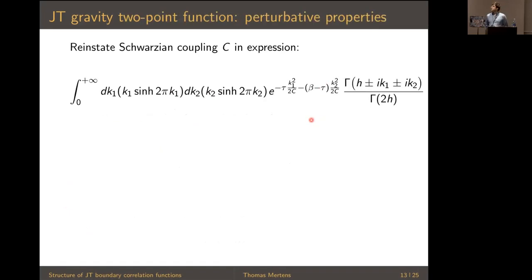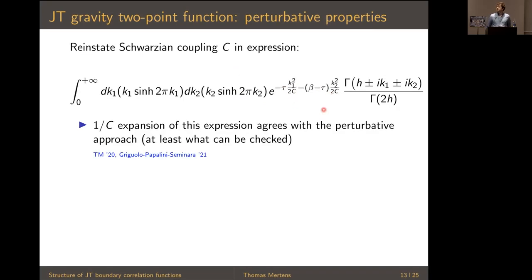So now that we have this answer, let's analyze or at least mention some of the perturbative properties to make contact again with this perturbation series expansion that we had in the beginning. So I reinstate the Schwarzschild coupling big C in this expression. Previously I suppressed that. So it just appears here in these exponents. And then you can show that if you do a 1/c expansion of this expression, it agrees with the perturbative approach that I mentioned at the beginning. So perturbation theory and the Schwarzschild theory, at least what can be checked.